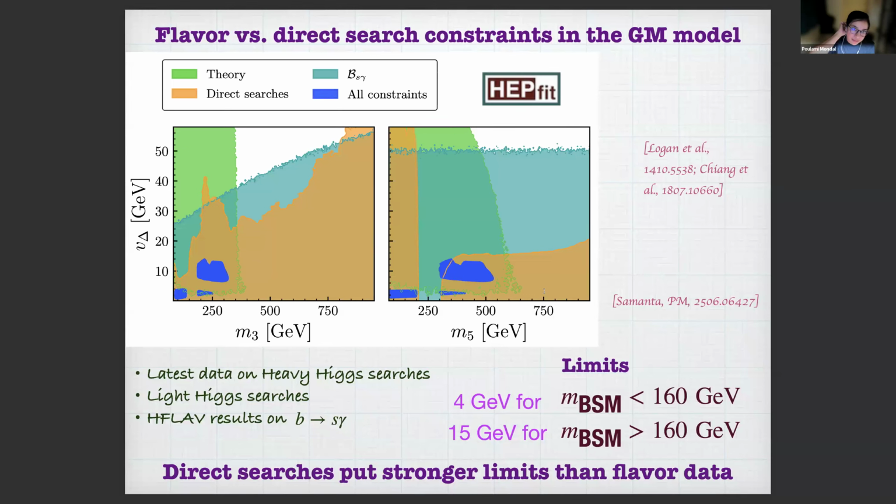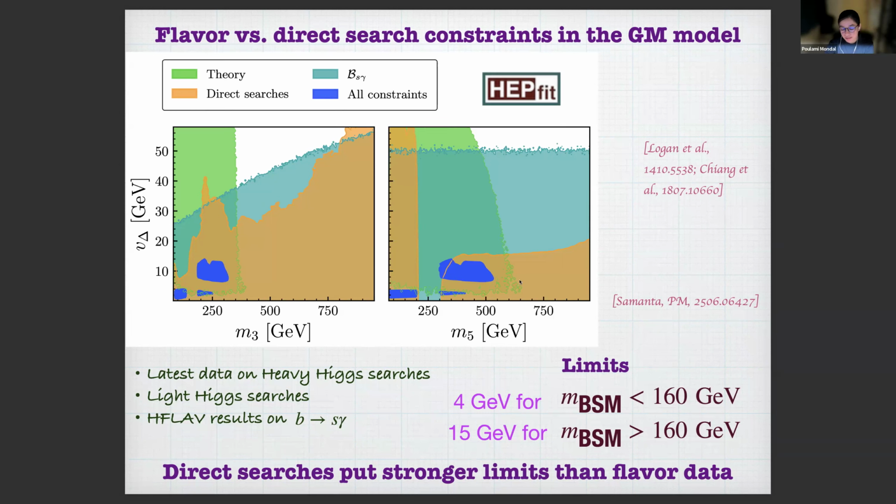So similarly, we look into the flavor versus direct search constraints on the Georgi-Machacek model as well, because in the lower mass region, these two constraints become competitive, which is flavor and direct search. So this is the Georgi-Machacek model where this green region is the allowed region from the theory bounds. The orange region is coming from the direct searches. This blue region is b to s gamma, which is less constraining compared to the direct searches. And this blue region is the combined region from all constraints altogether. We have here the latest data on heavy searches, light searches, and the HFLAV results of b to s gamma.